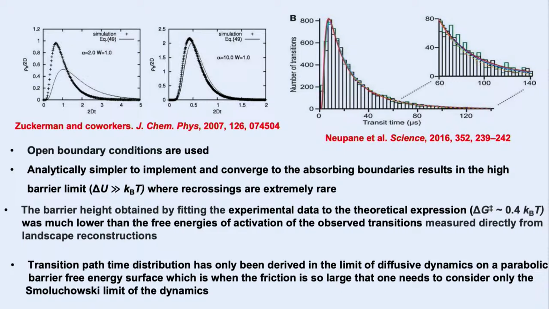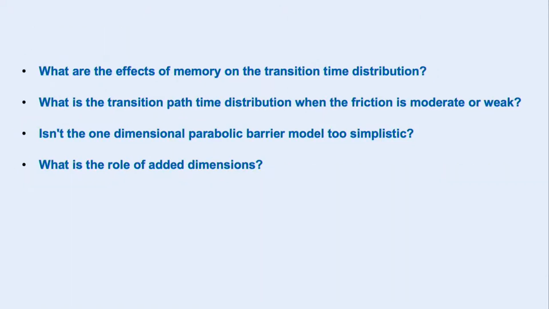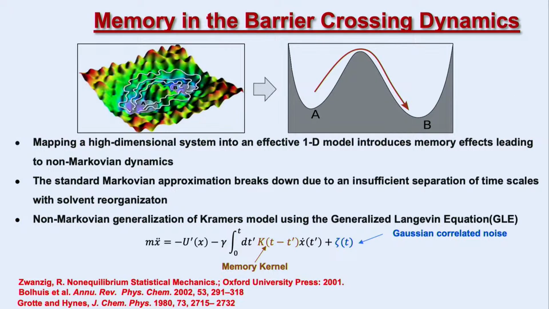Now, based on all of these studies, there were certain open questions. Like, what are the effects of memory on the transition path distribution, the transition time distribution? What is the transition path distribution when the friction is moderate or weak, that is, not considering the overdamped dynamics? Whether considering a parabolic barrier is too simple a picture, and also what is the role of added dimensions in all of these cases? So, first and foremost, let me talk about the role of memory.